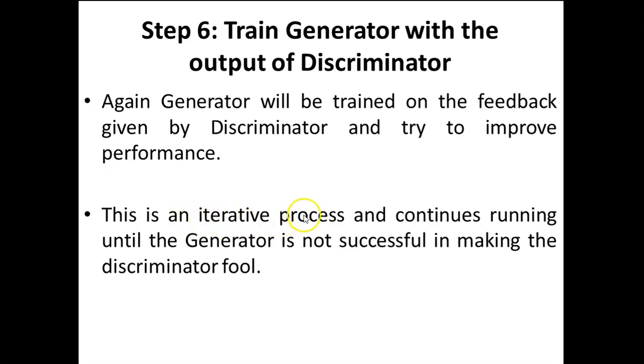This is an iterative process and continues running until the generator is successful in making the discriminator fooled.